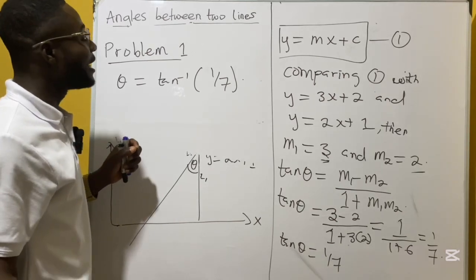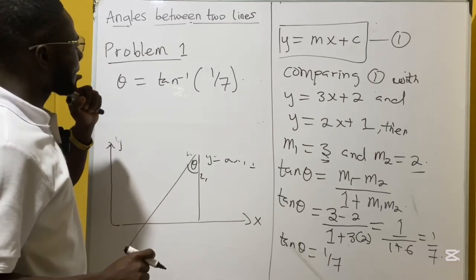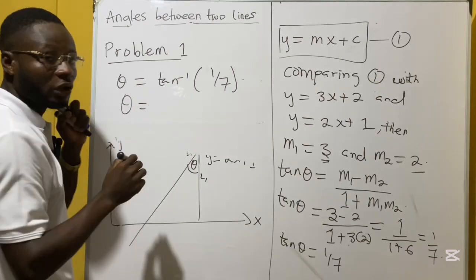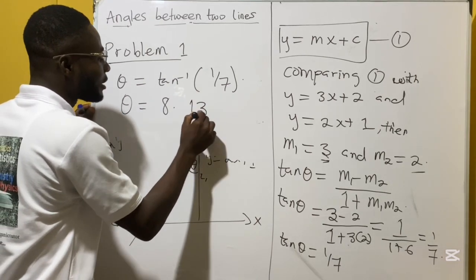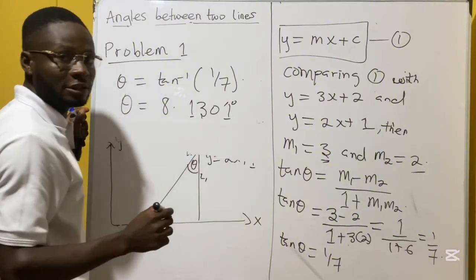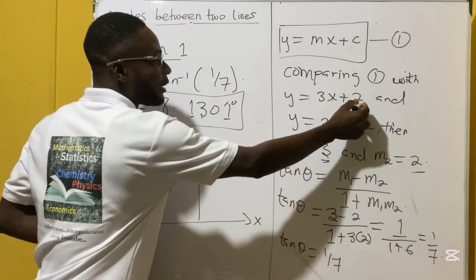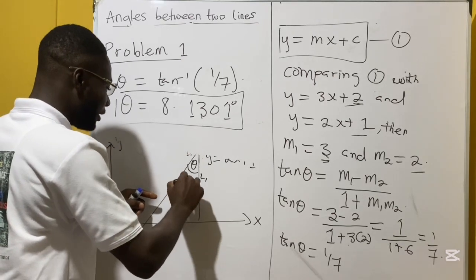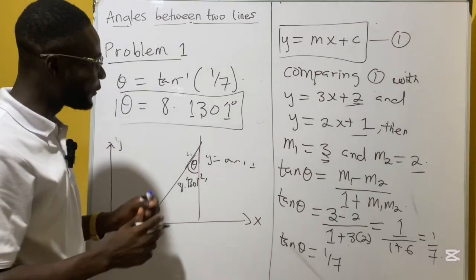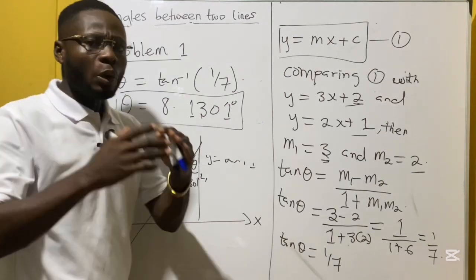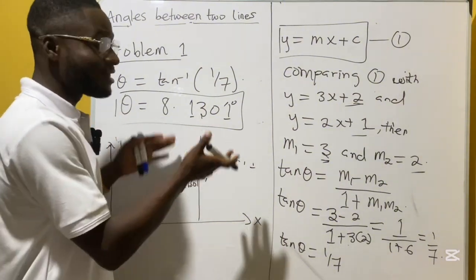And when you calculate this on your calculator, you have 8.1301 degrees. Okay, so basically this is the angle that is between line 1 and line 2. So the angle here is 8.1301 degrees. Okay, so that is interesting, right? So whenever you have two lines and you want to calculate the angle between them, this is the process.